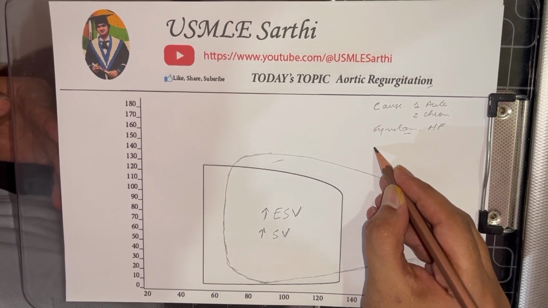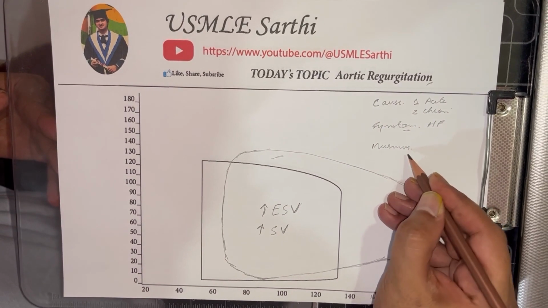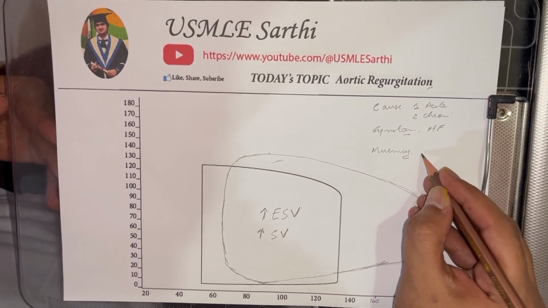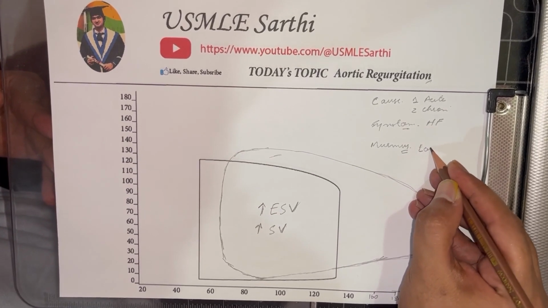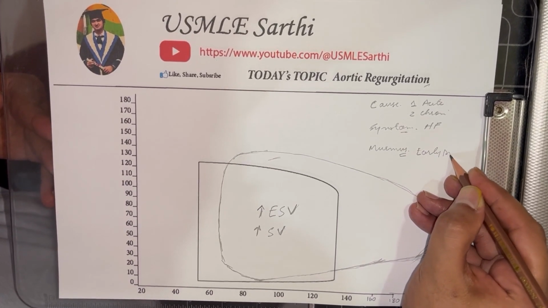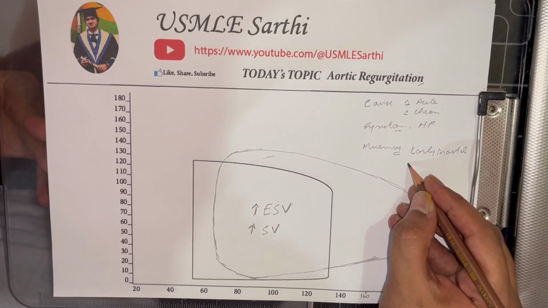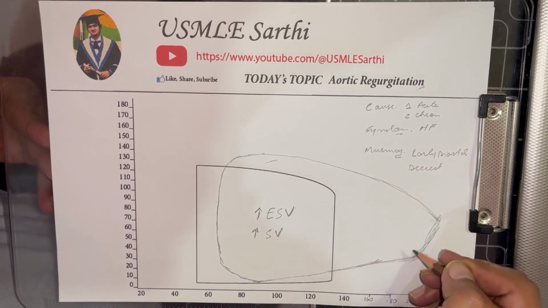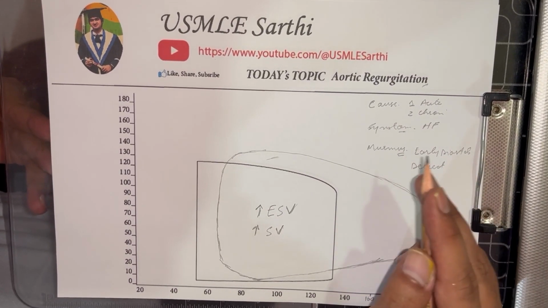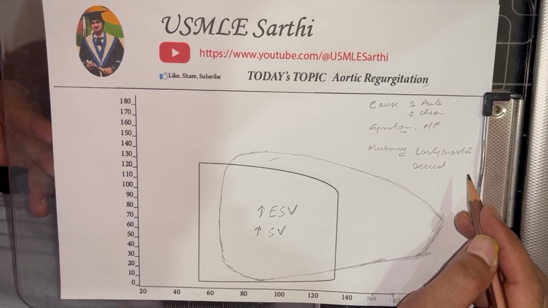And now we will talk about the murmur which we hear in aortic regurgitation, and that you will hear in early diastole, and the murmur type is called decrescendo. So it will intensify initially and then decrease in intensity. That is the decrescendo murmur.